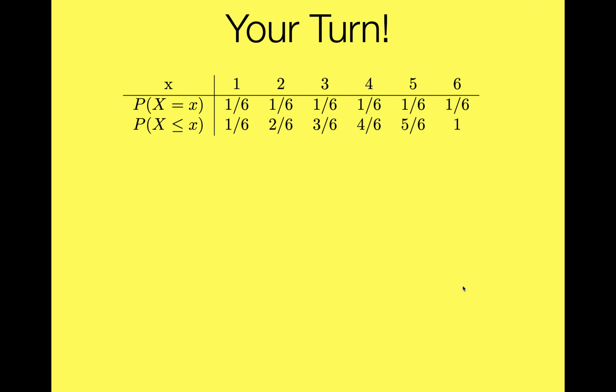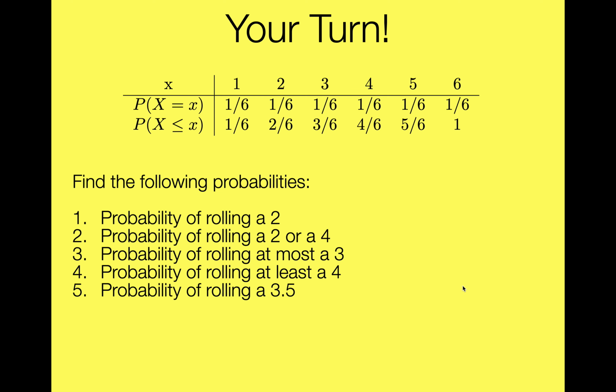So here's your turn. Okay, it's this same probability mass function, 1/6 all the way, and then the same CDF. So we're talking about rolling a fair die here. I want you to find the following probabilities. Okay, the probability of rolling a 2, then a 2 or a 4, at most a 3, at least a 4, and then rolling a 3.5.